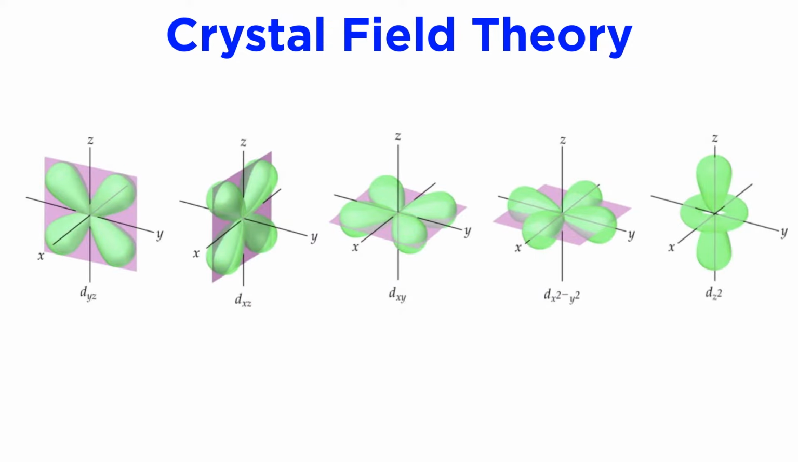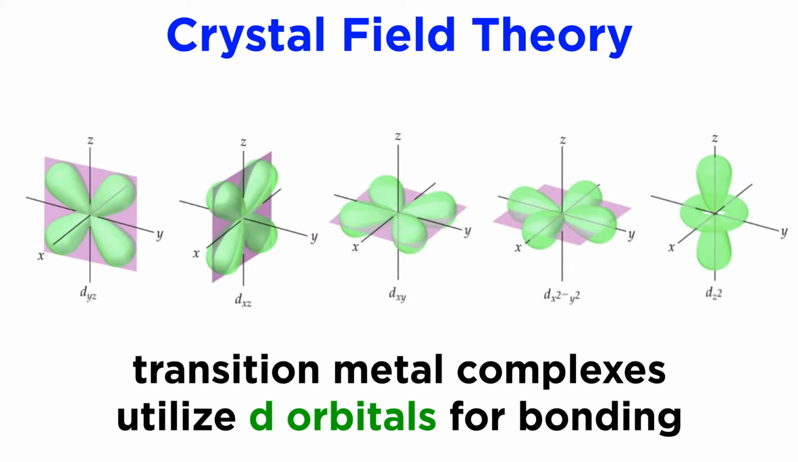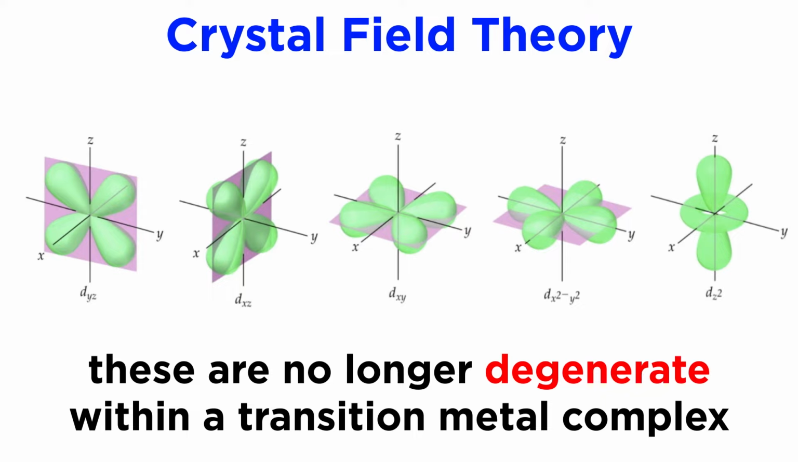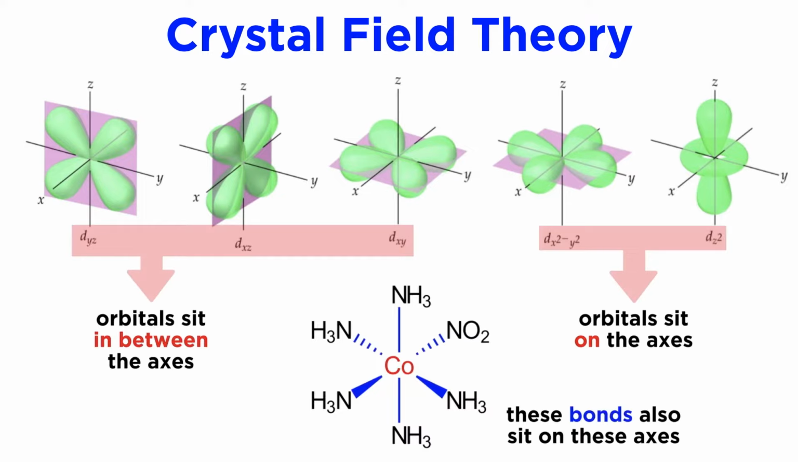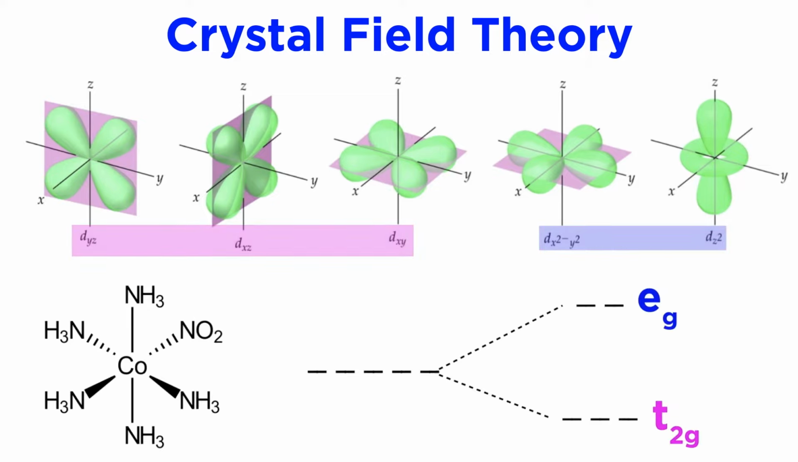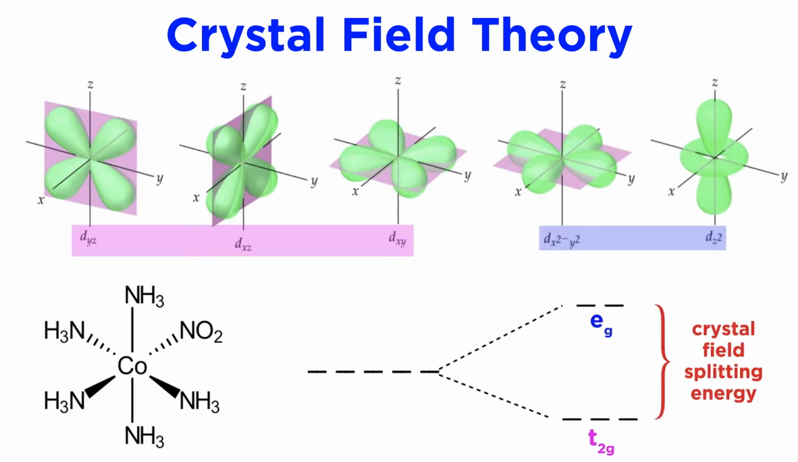We also discussed crystal field theory and the complications that arise when looking at transition metal complexes which utilize d orbitals. We saw that the 5 d orbitals in a given energy level are no longer degenerate when coordinating to ligands, because some of these orbitals sit on axes which accommodate the metal ligand bonds, whereas some orbitals sit between these axes. So we introduced the concept of t2g orbitals, which are the lower energy dxy, dxz, and dyz orbitals, and the higher energy eg orbitals, which are the dx squared minus y squared and dz squared orbitals. And we called the energy between them the crystal field splitting energy.